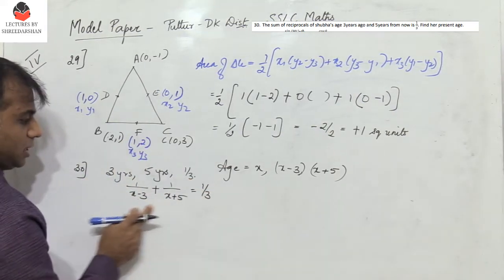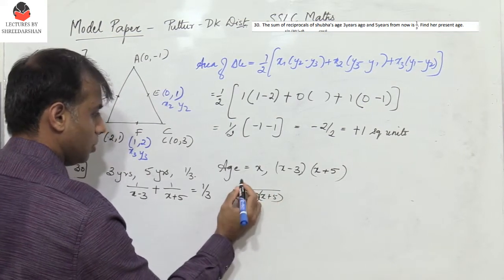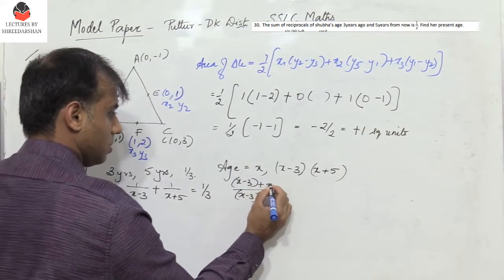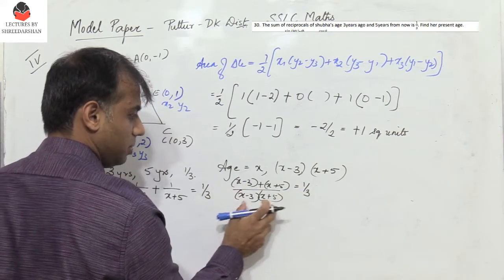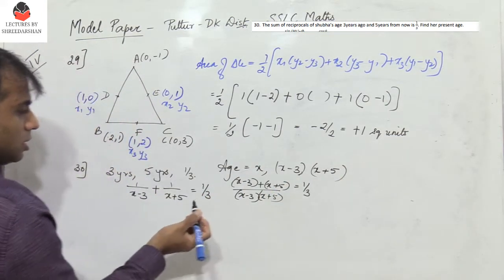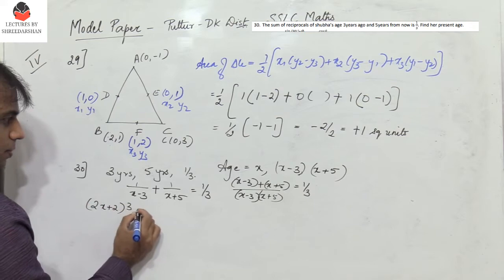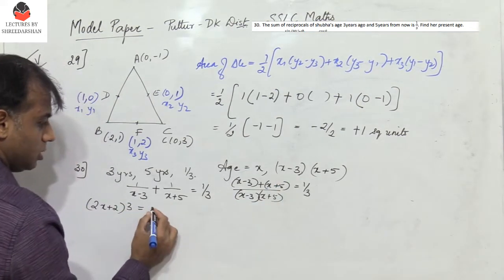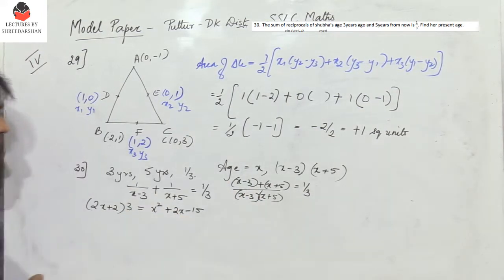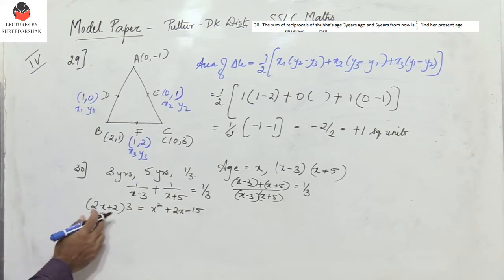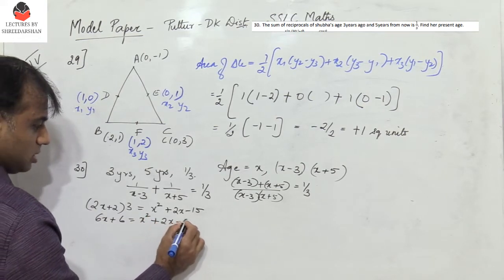So now let me solve this. If I take the LCM, I get (x minus 3) into (x plus 5). On top I have x minus 3 plus x plus 5 equals 1/3, right? So this 3 will come here, this will go to the numerator. So here I have 2x plus 2, so I have (2x plus 2) into 3 equals, let me multiply this and take it to the numerator. So I have x square plus 2x minus 15, right? So make sure that you do the multiplication correctly. So here I have 6x plus 6 equals x square plus 2x minus 15.